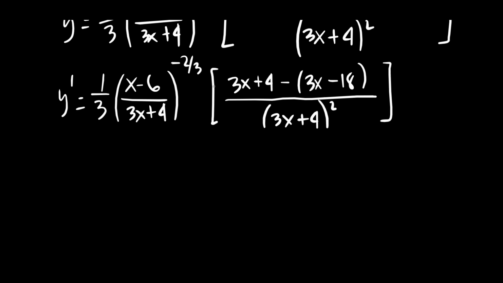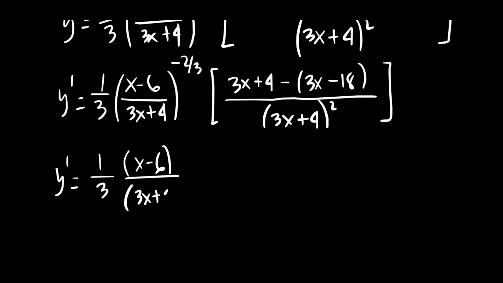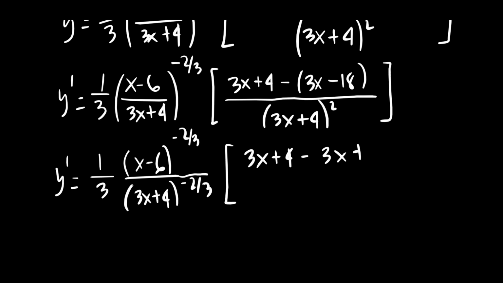After this we will further simplify. So y prime is just equal to 1/3, multiplied by (x minus 6) all over (3x plus 4), so it's negative 2/3, multiplied by 3x plus 4, distributing the negative sign, negative 3x plus 18, all over (3x plus 4) squared.